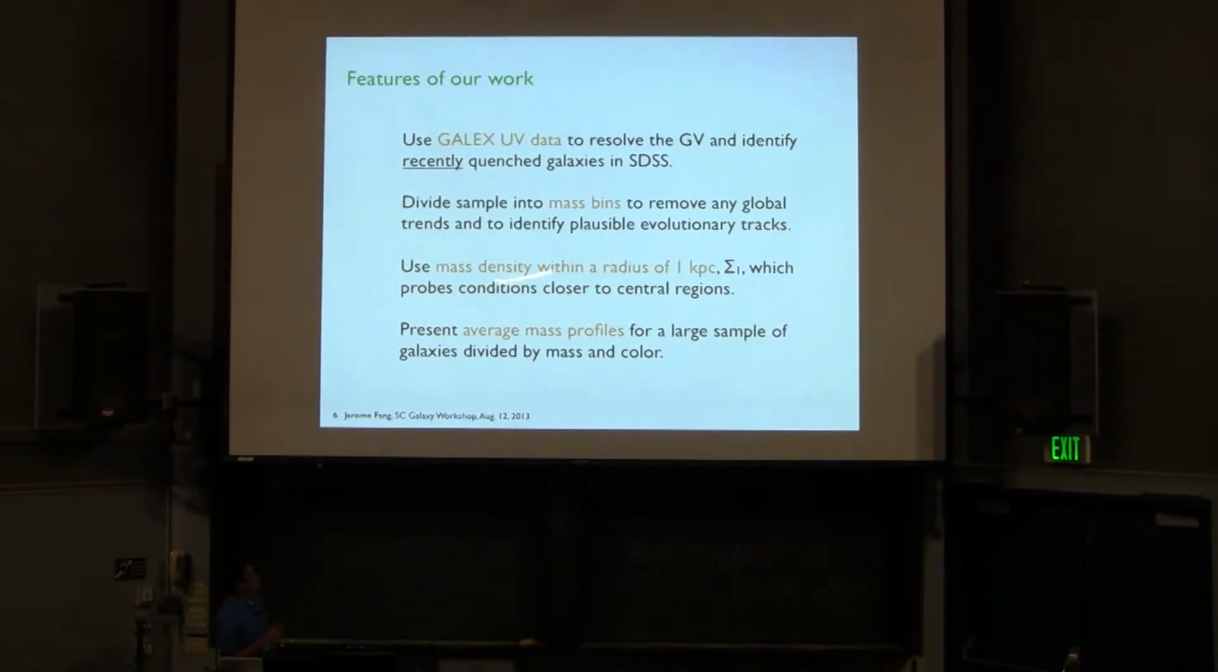Again, as we did in Edmund's work, we're using this mass density within a radius of 1 kpc from the center. It's called sigma 1, so you'll see sigma 1 floating around. It allows us to probe the inner conditions of galaxies, because that seems to be where the action's happening. And finally, one of the benefits of using Sloan data is that we have lots and lots of objects. And so we can actually present mass profiles. Instead of just looking at the central parts of galaxies, we can look at the global properties of these galaxies as a function of stellar mass as well as global color, to see if we can get any other handle or insight into the quenching process.